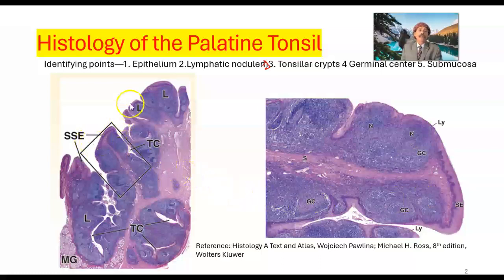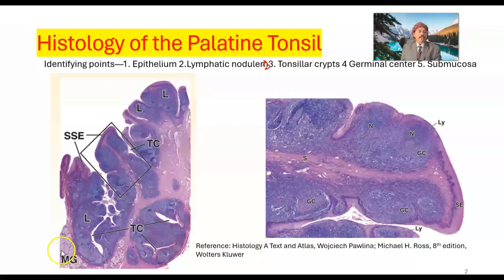Okay, so we got the surface epithelium, lymphatic nodule, and lymphatic nodule with germinal center, tonsillar crypts, that are also lined by the non-keratinized stratified squamous epithelium, and submucosa. Here is the submucosa that is continuous with that of the tonsillar capsule, that is dense connective tissue on the tonsillar bed, that is an incomplete capsule.